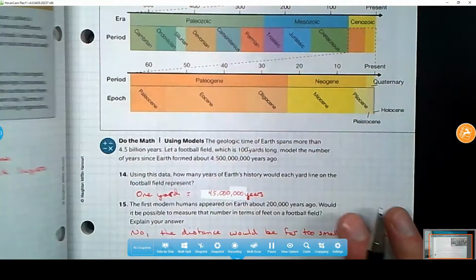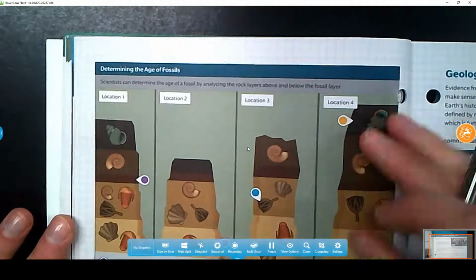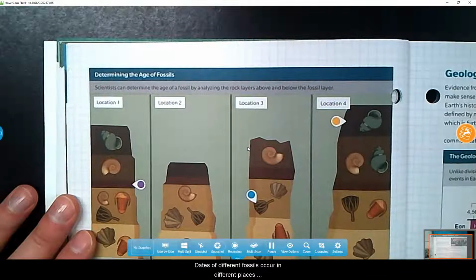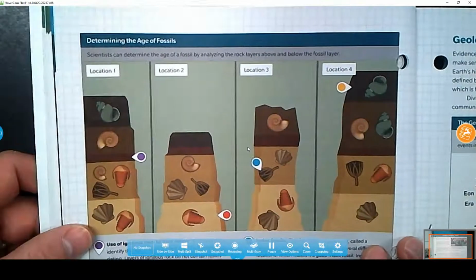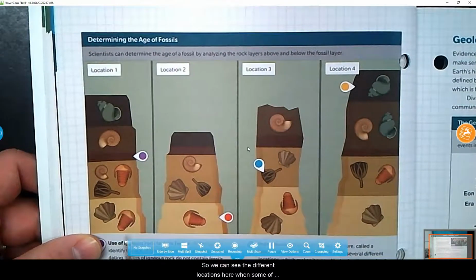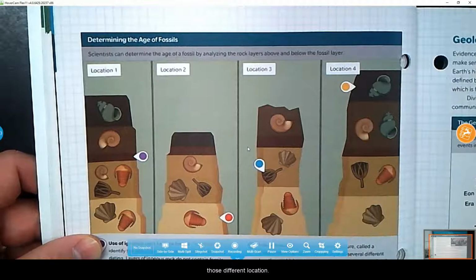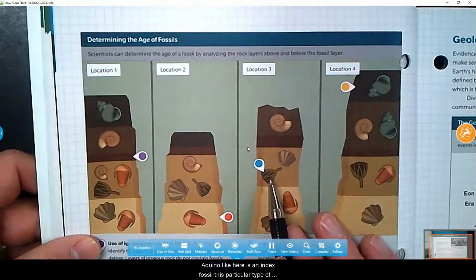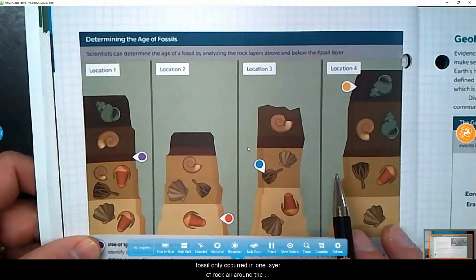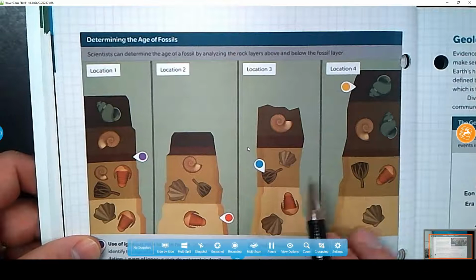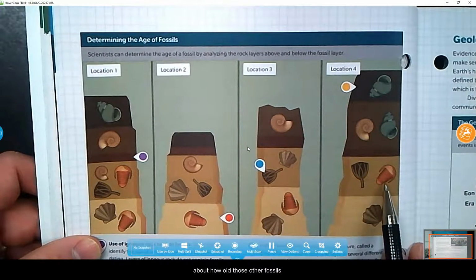All right, so when we determine the age of fossils, different fossils occur in different places around the world sometimes. So we can look at this, and we can see the different locations here. Some of the fossils are the same in those different locations. Okay, but if we know, like here is an index fossil, this particular type of fossil only occurred in one layer of rock all around the world. It's the only place we've ever found it. And so if we find other fossils in that layer, we know how old those other fossils are.